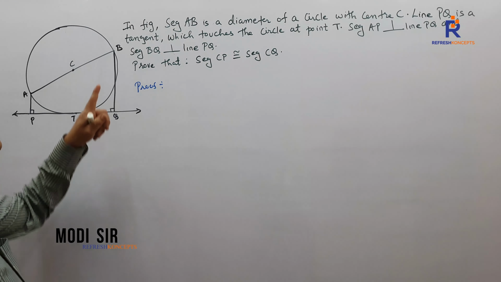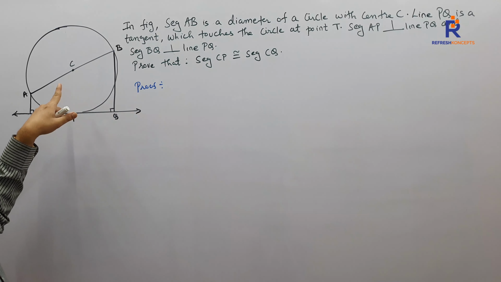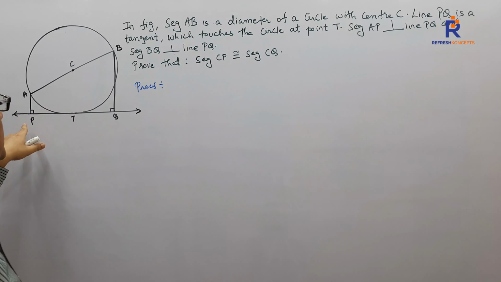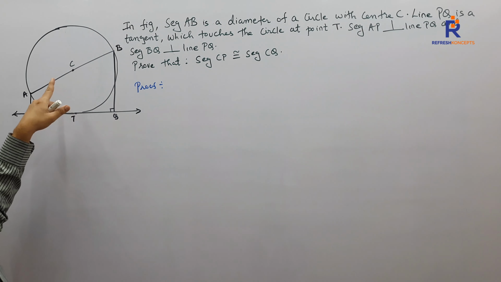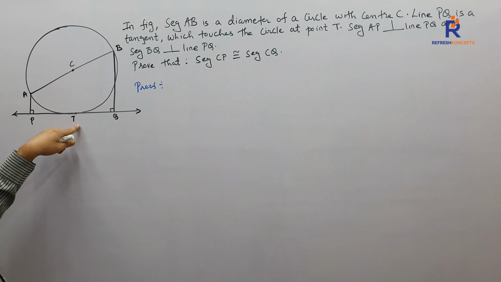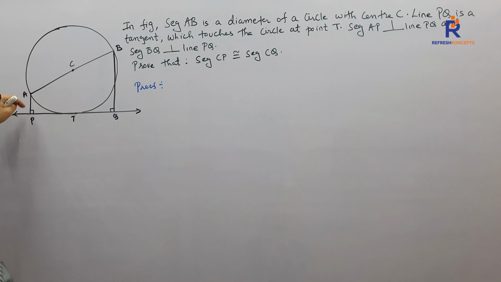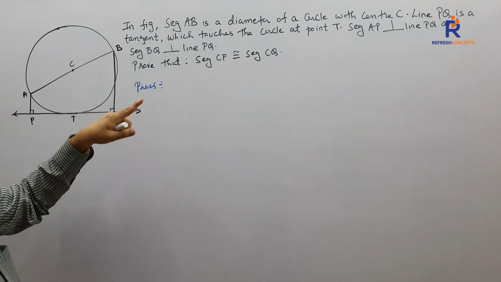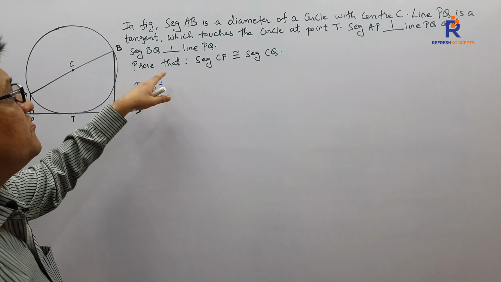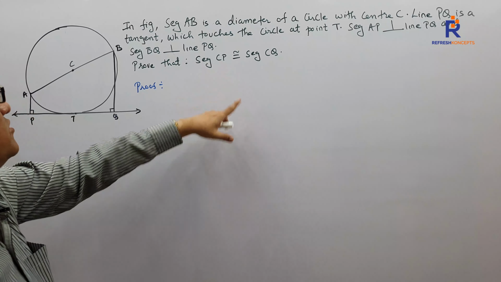In the figure, segment AB is the diameter of a circle with center C. Line PQ is tangent, which touches the circle at point T. Segment AP is perpendicular to PQ, and BQ is perpendicular to PQ. Prove that CP is congruent to CQ.